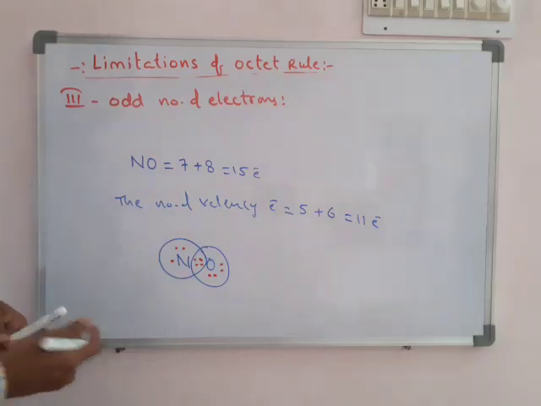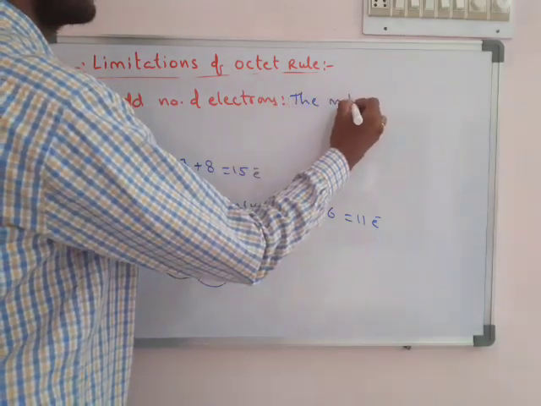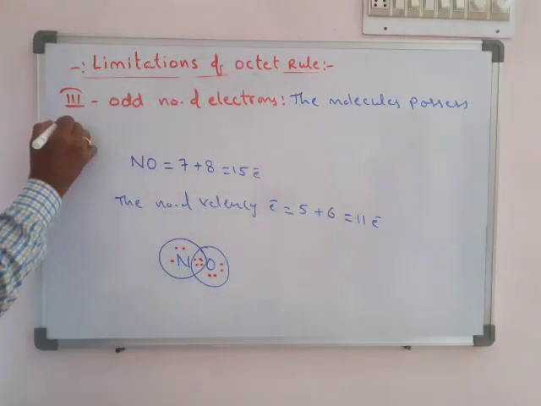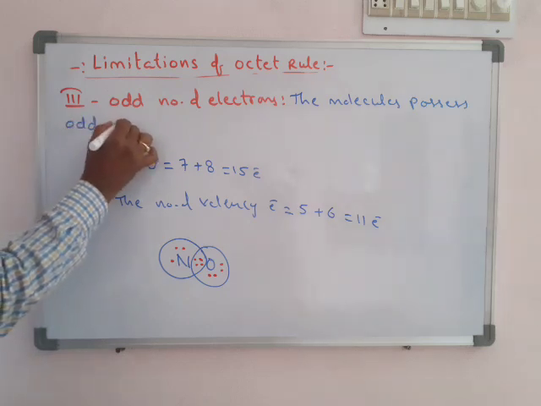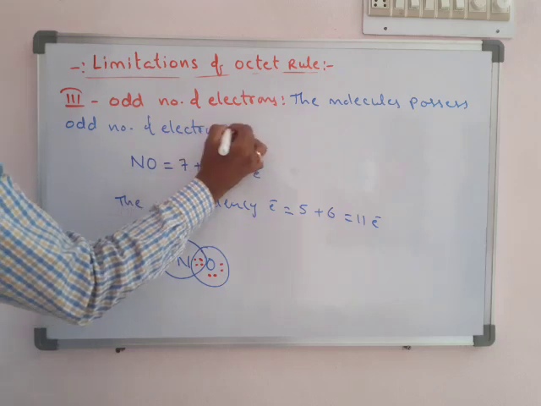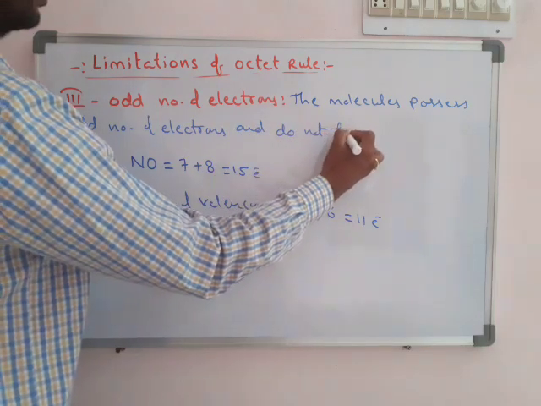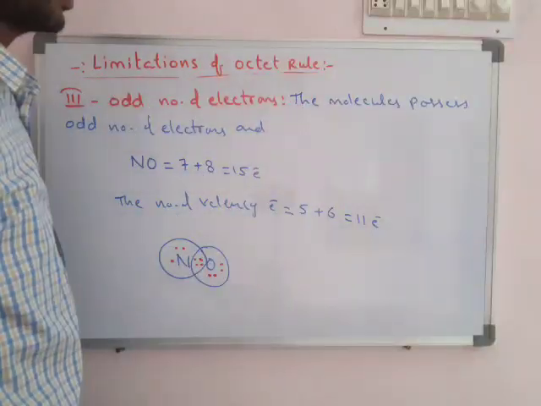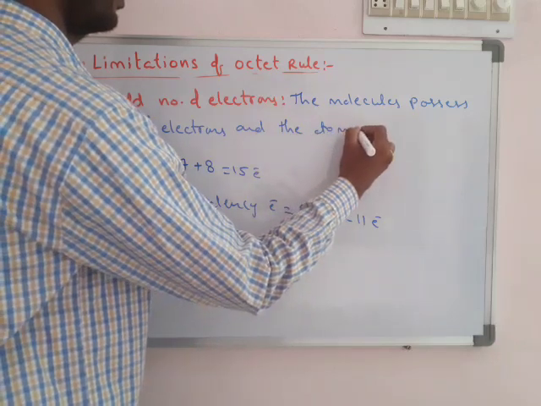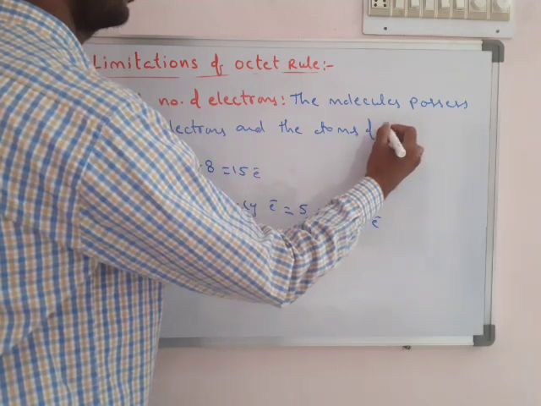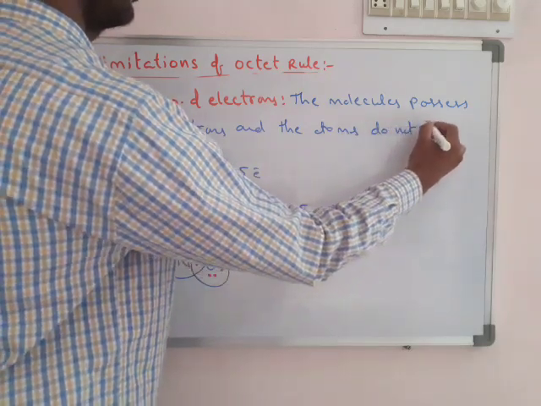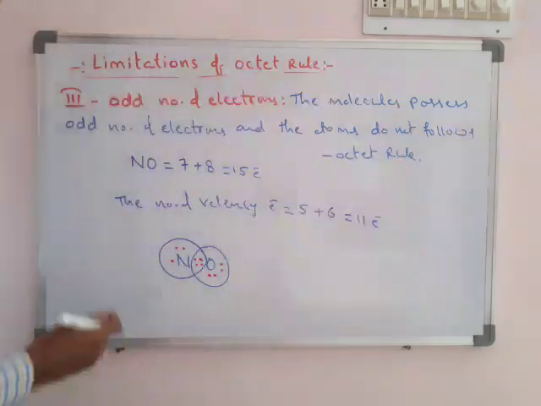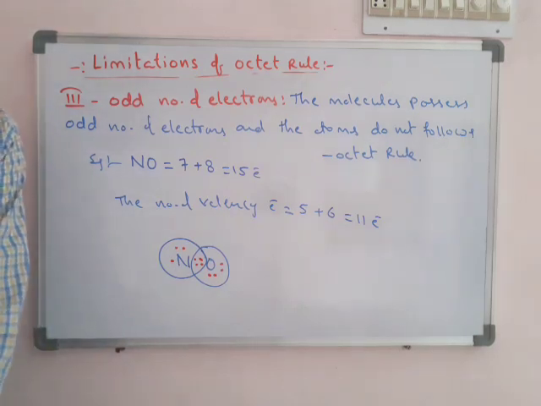Odd number of electrons means simply molecules that possess an odd number of electrons, and the atoms do not follow the octet rule. So NO is the first example. There is also one other example.